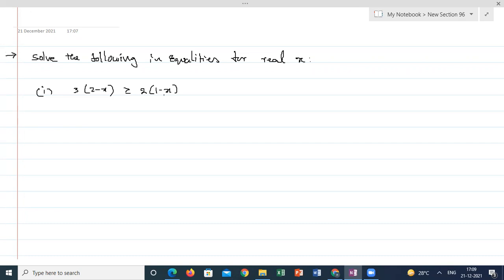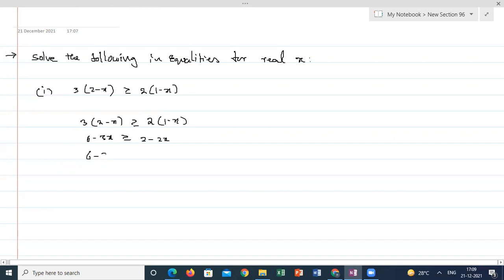So basic rule, start by isolating the variable. We have the variable on both sides here. 3 into 2 minus x: 6 minus 3x greater than or equal to 2 of (1 minus x). So this is 6 minus 3x greater than or equal to 2 minus 2x. Taking all x to one side, 6 minus 3x plus 2x greater than or equal to 2. This is 6 minus x greater than or equal to 2. After that, minus x greater than or equal to 2 minus 6, which is minus 4. On multiplying with minus 1, x less than or equal to 4.